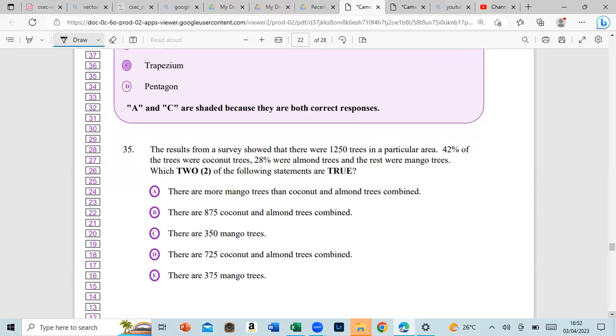All right, so listen to what it says. 1,250 trees in a particular area. So what you can do, that's how I suggest to my students, because I realize that when they read the information all together, it can be a little bit challenging. So we know that the total trees is 1,250. All right. It says 42% of the trees are coconut trees. So I just show them and say, all right, how many in numbers are coconut? We don't know yet, but we know it's 42% of the total.